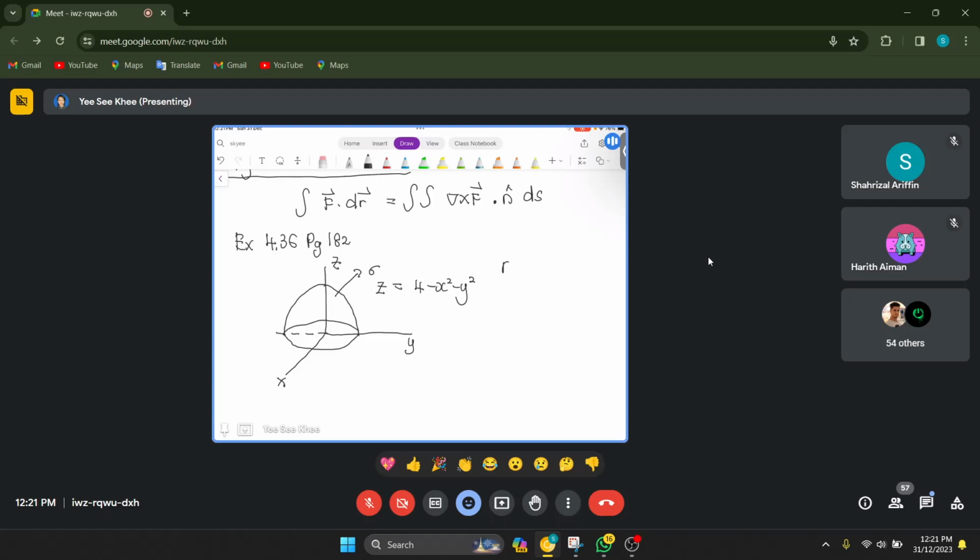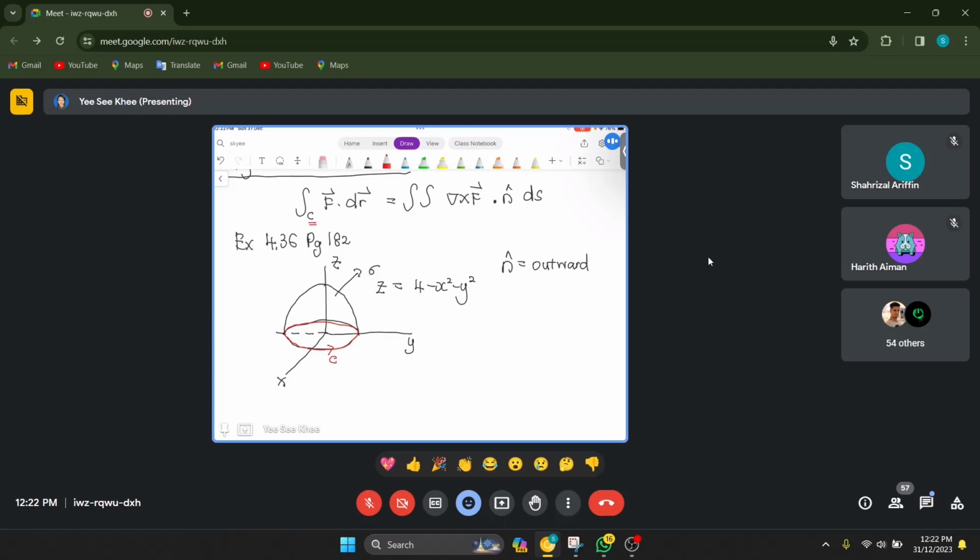So this one is outward, this one is outward, where C is the boundary. Remember, here we have a C, which is a curve. C is the boundary of sigma in the xy plane. So where is this C? C refers to this one. So this is the C.